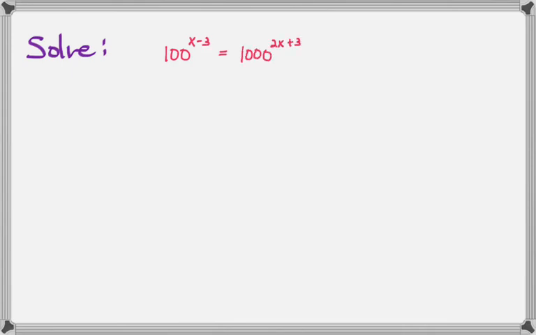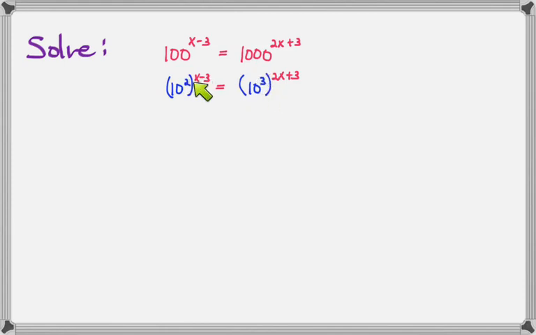One more example. Here is 100 to the x minus 3 equals 1000 to the 2x plus 3. Now 1000 is not a power of 100, but both of these are powers of 10. So we write 10 squared, because 100 is 10 squared, so 10 squared to the x minus 3 equals 10 to the third to the 2x plus 3, because 1000 is equal to 10 to the third.